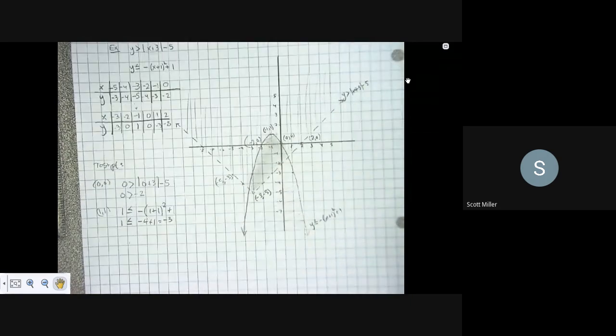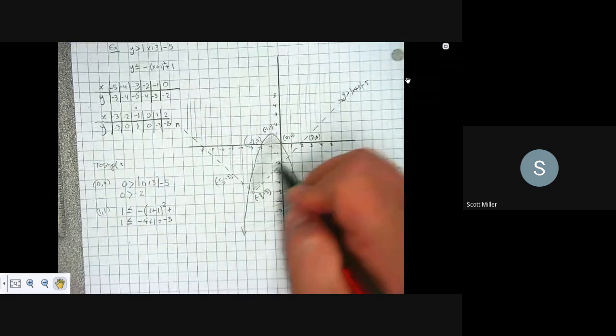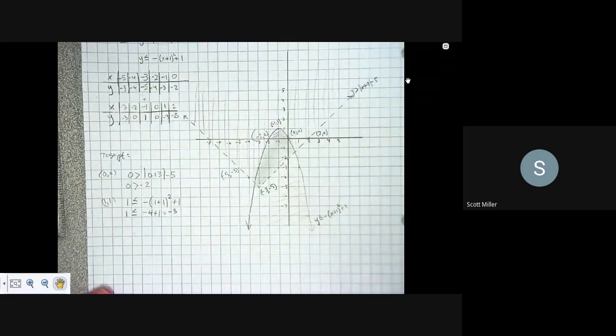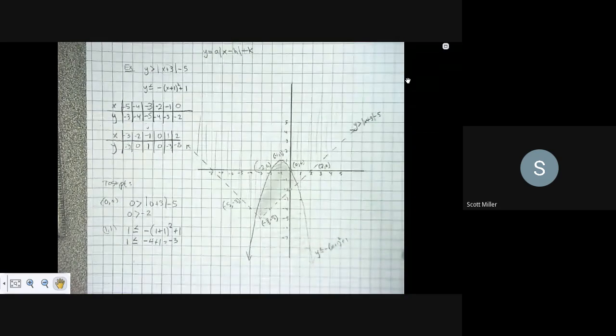Okay. If I knew those values, then I can use them for both, but I didn't know them. And I don't want to figure them out. And so this is what I'm looking for. This is your solution to this nonlinear inequality system.